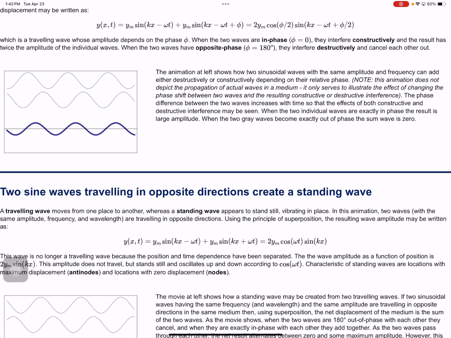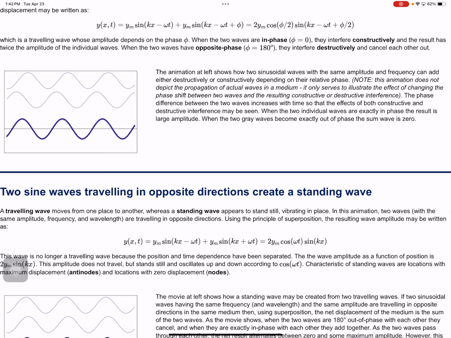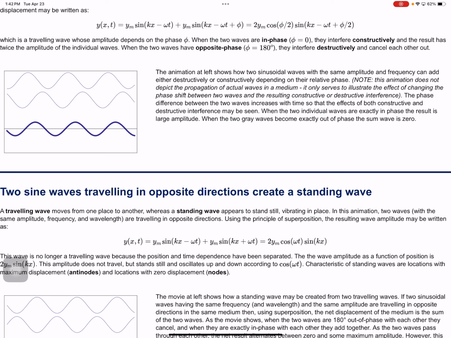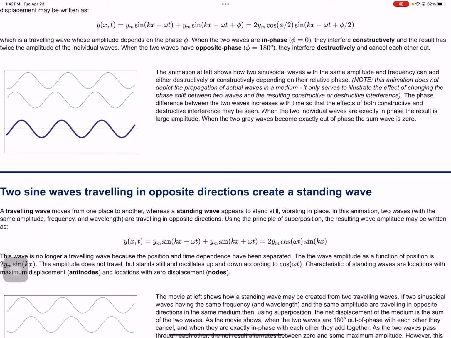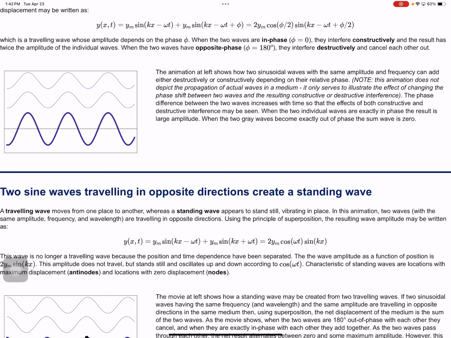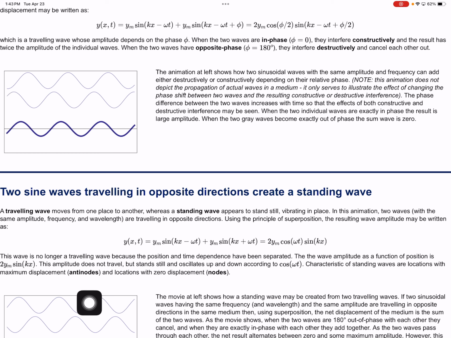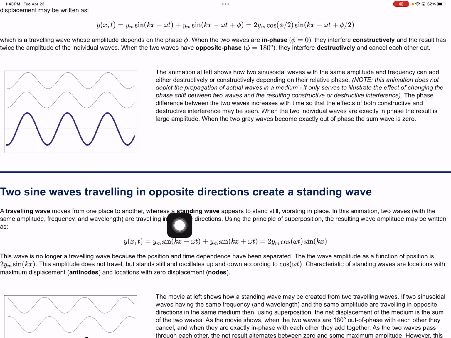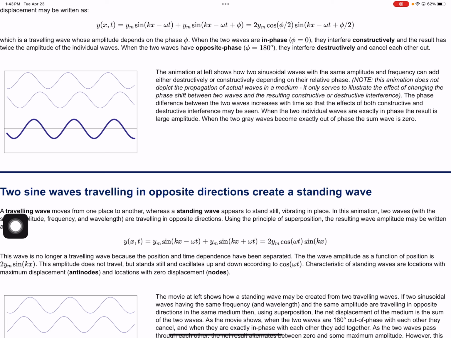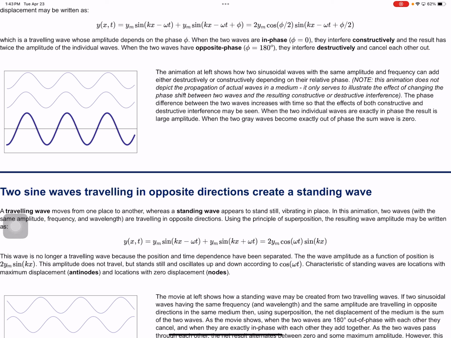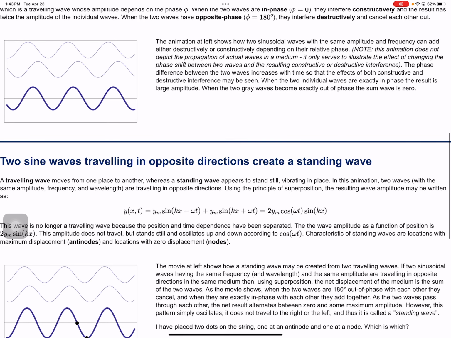So for instance, if you pluck a guitar string, a wave will travel to the right, get reflected at the fret, and an identical wave will travel to the left. Okay. So here are two waves traveling in opposite directions in the same medium. And what do you do? You just combine the two at each location. And here's what you get.